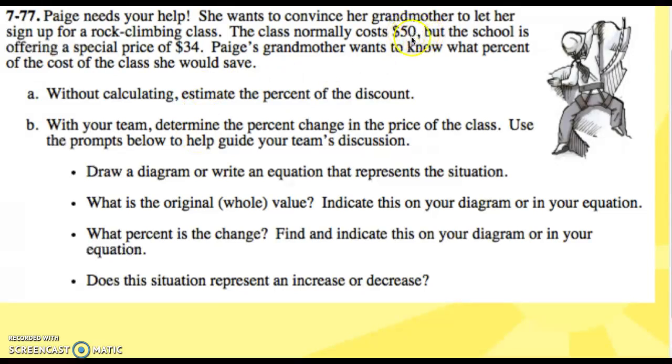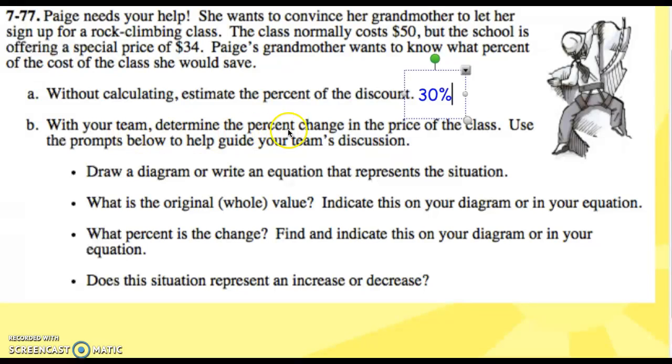And if I subtract $12 off of $50, I would end up with $38. So I'm going to say it's a little bit more than 25%. So I'm going to guess about 30%. You might have a different estimate, but I'm going to guess it's about 30% because I know it's less than 50%, but more than 25%.